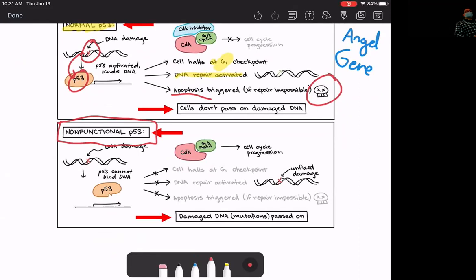People that are born with two non-functional P53s typically develop a variety of cancers because every time their cell divides and there's a mistake, they probably don't catch it. It's a very tough condition. Very rare though.